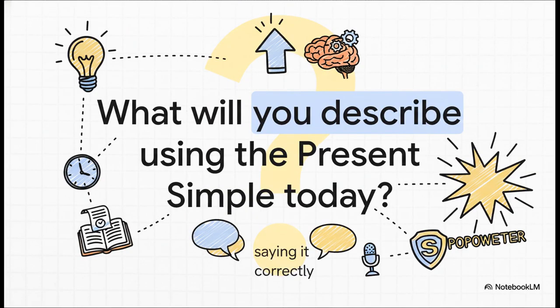So I'm going to leave you with a little challenge. Don't just learn this rule. I want you to use it today. Think of one habit you have, one fact about your life, or one part of your routine, and say it out loud, correctly. Go on, put your new superpower to work.